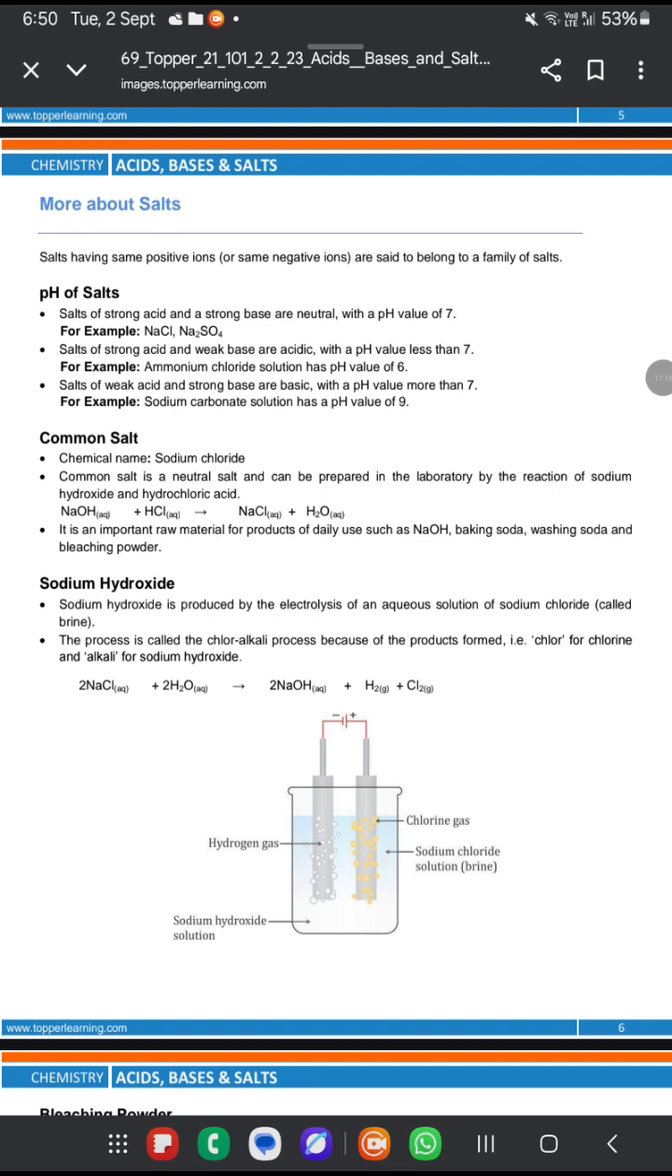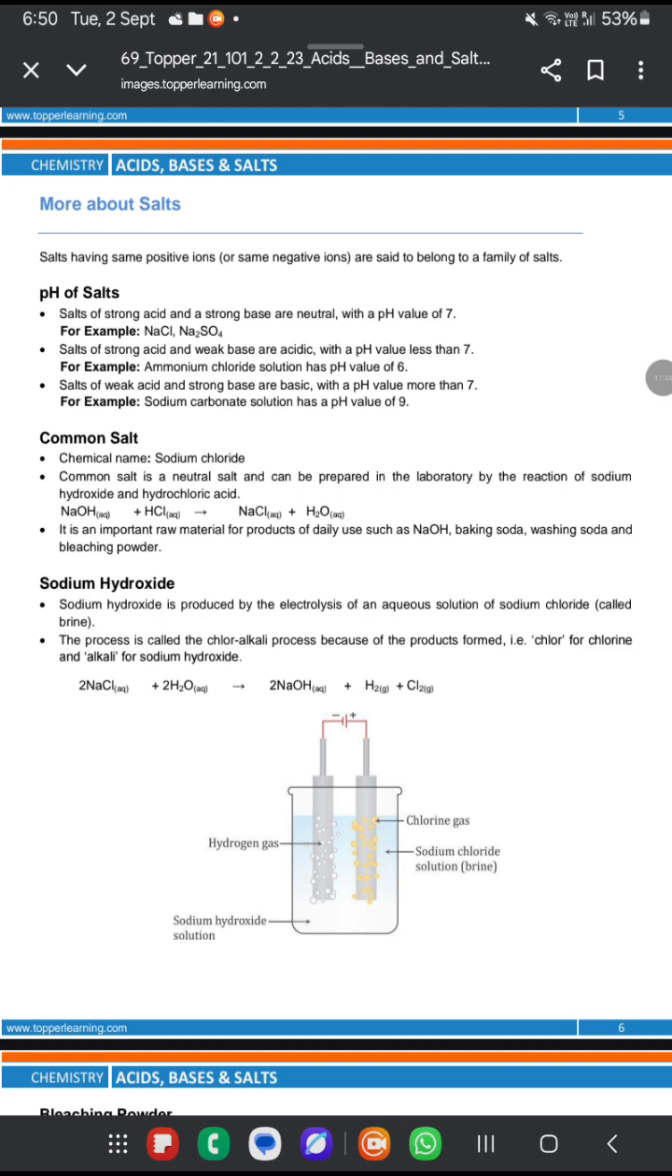Salts of a strong acid and a weak base are acidic, with a pH value less than 7. For example, ammonium chloride solution has a pH value of 6. Salts of a weak acid and a strong base are basic, with a pH value more than 7. For example, sodium carbonate solution has a pH value of 7.